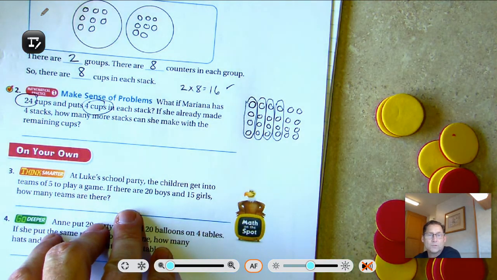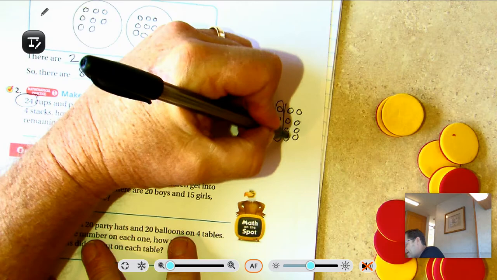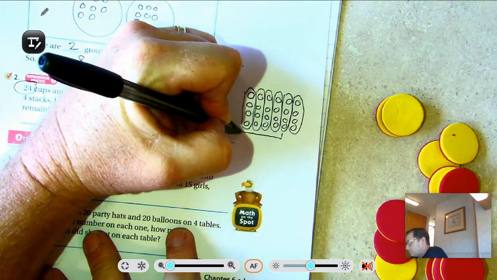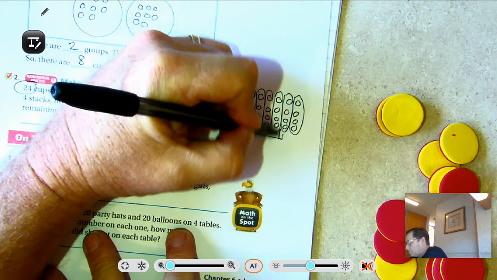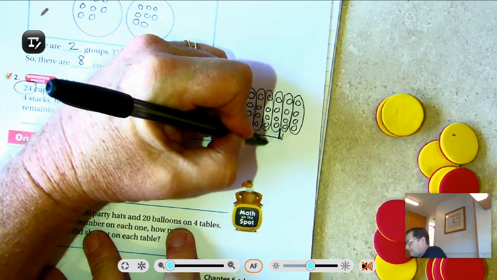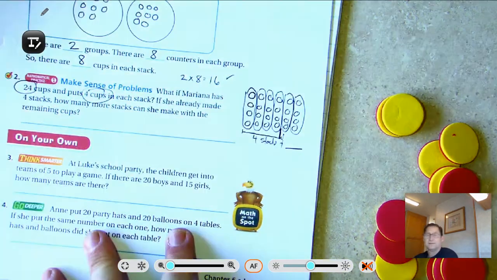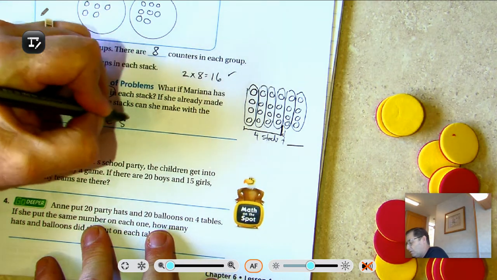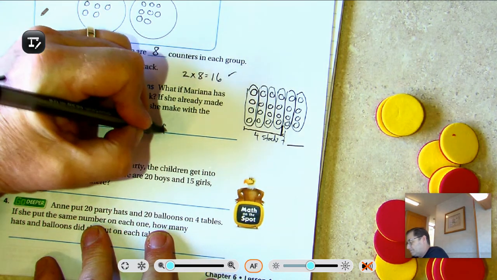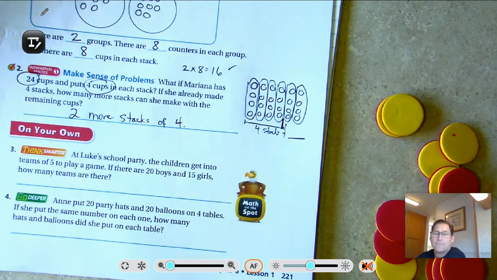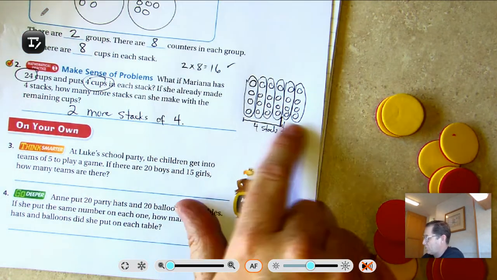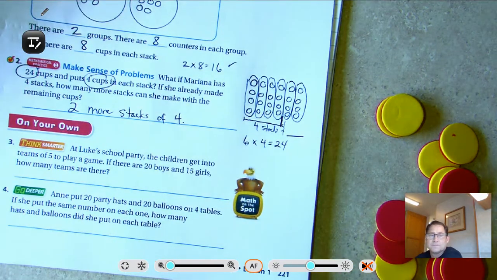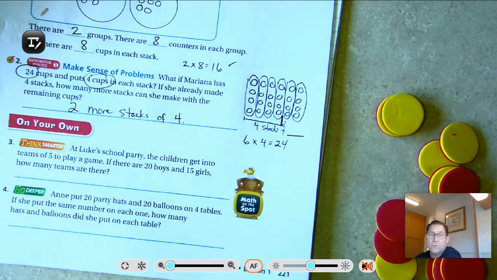If she already made 4 stacks, how many more stacks can she make? Well, there's 4 stacks plus the remaining part. So she can make 2 more stacks of 4. Okay, she can make 6 total stacks. 6 stacks times 4 equals 24. So if she already stacked 4, she can do 2 more.